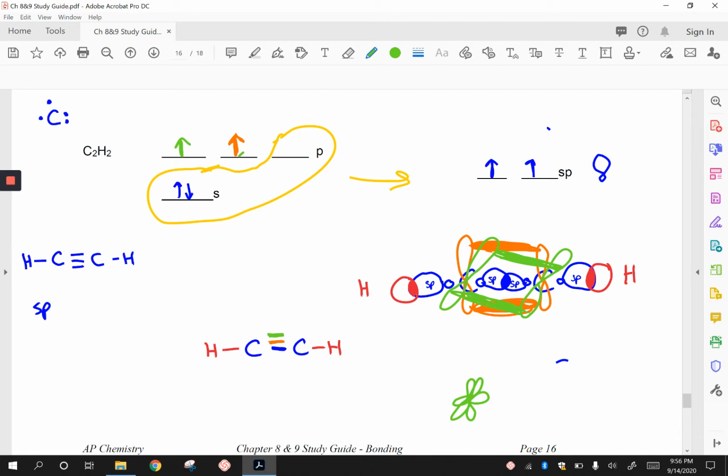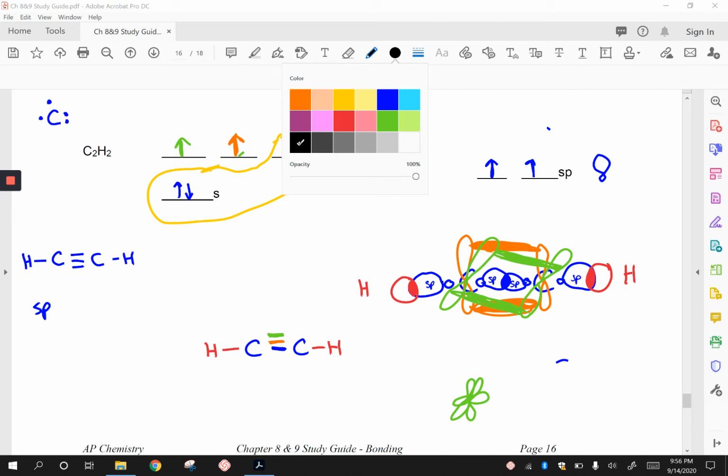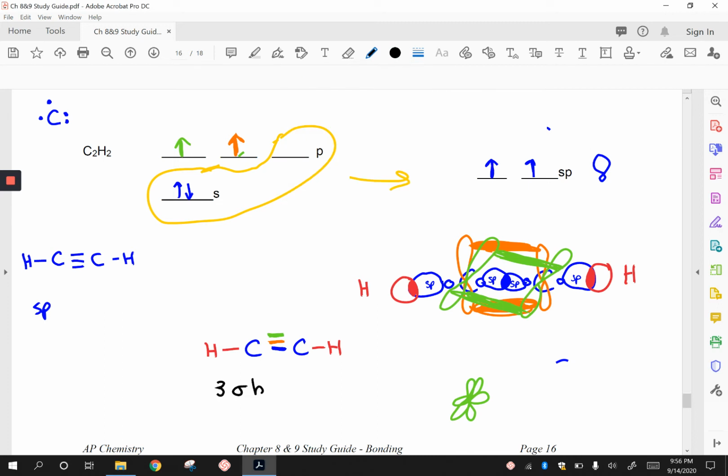And so if I look here, I see 3 sigma bonds, right? This is a linear overlap. There's one. There's a linear overlap. That's one. And there's a linear overlap. That's one. So the red and the blue, these are all sigma bonds. So I have 3 sigma bonds here. And then I have 2 pi bonds. Where are my pi bonds? One of them is the orange with the parallel overlap, and one of them is the green with the other parallel overlap.